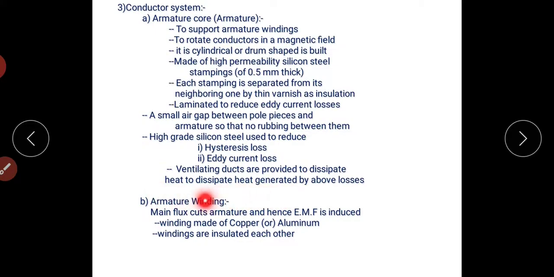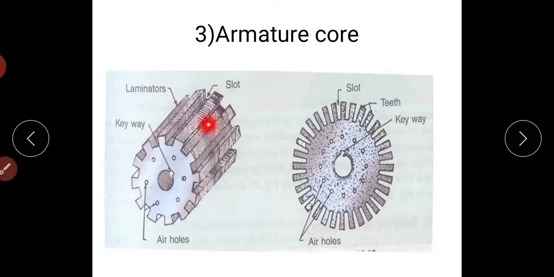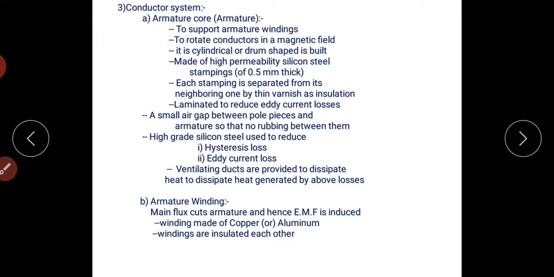Next one, armature winding. The armature winding is located on the slots. The armature conductors are placed in the slots, and these armature conductors are insulated from each other. The armature conductors are made up of copper or aluminum. If the armature core rotates in a magnetic field, the armature conductors also rotate in the magnetic field, and then an EMF is induced in the armature conductors.